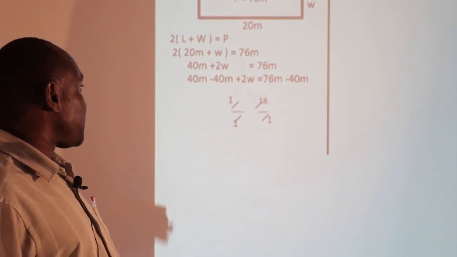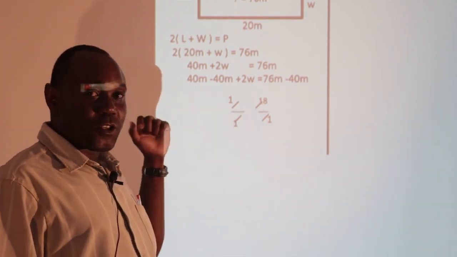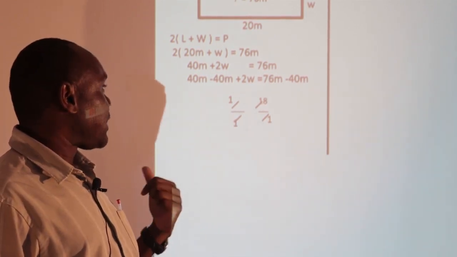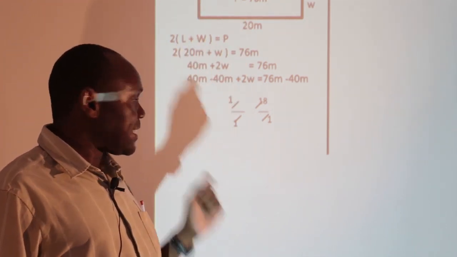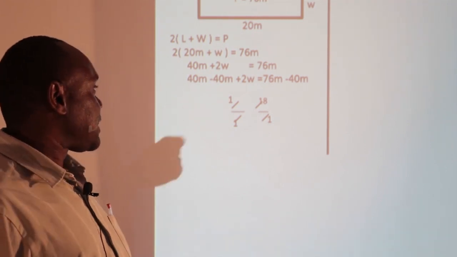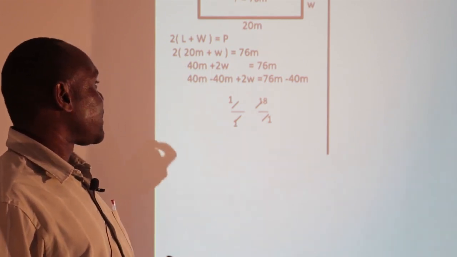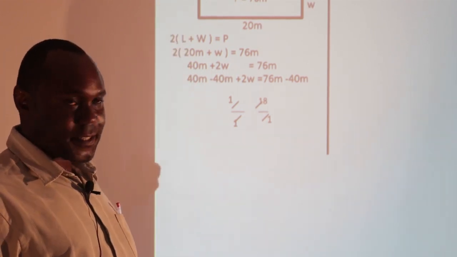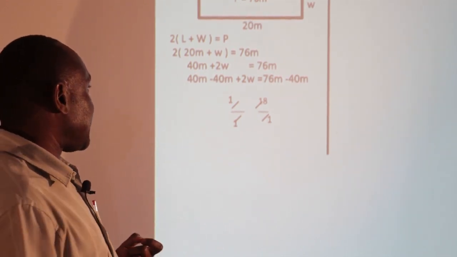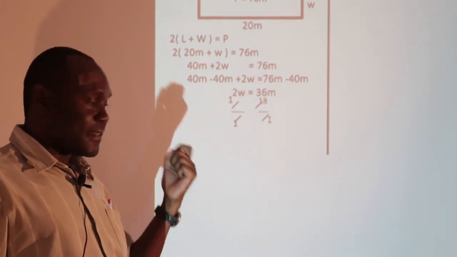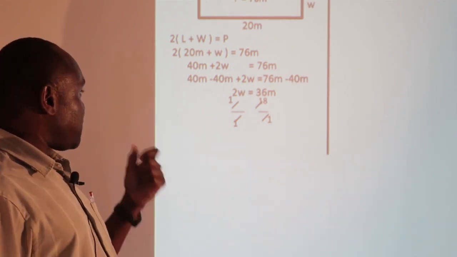What will be our next step? The 40 minus 40 gives you 0. We shall remain with 2w on the other side. Then when you look at the other side of the equal sign, 76 minus 40. If you place it vertically, 6 minus 0, you get 6, and then 7 minus 4, you get 3. Therefore, the answer is 2w equals 36. That is the value of the 2w.